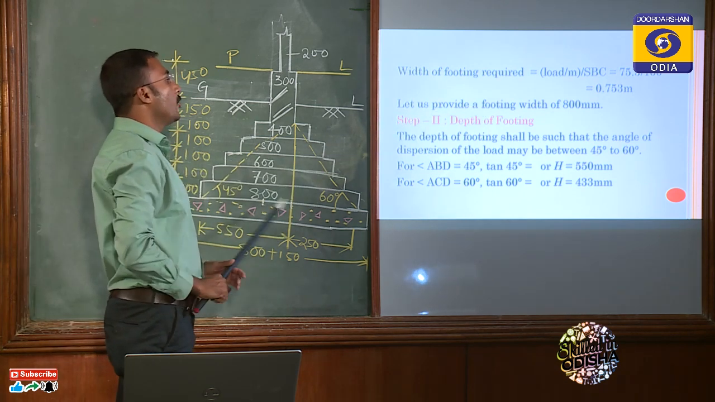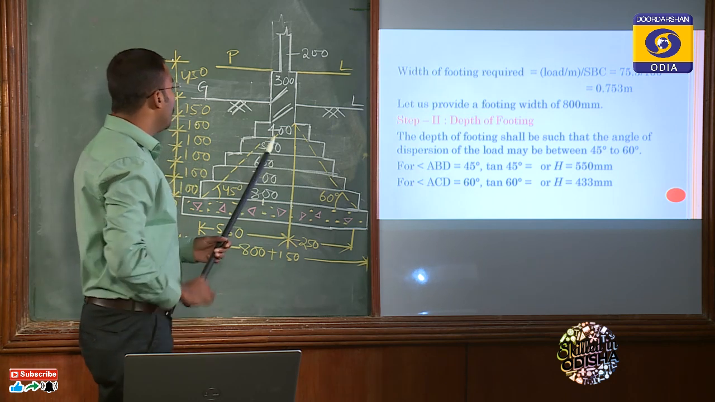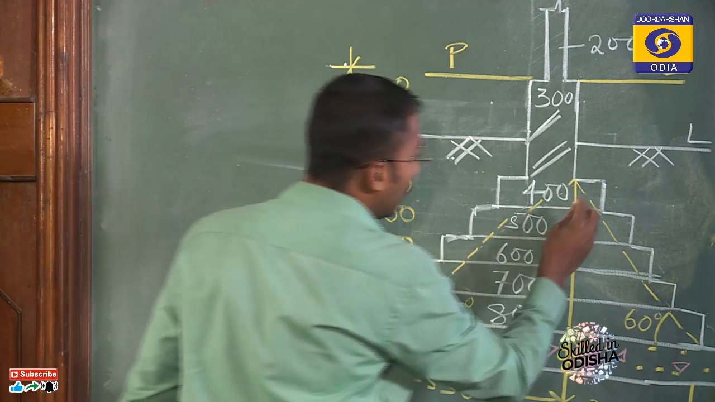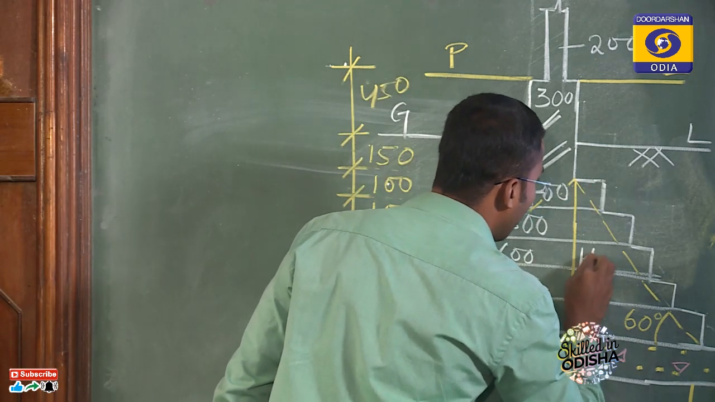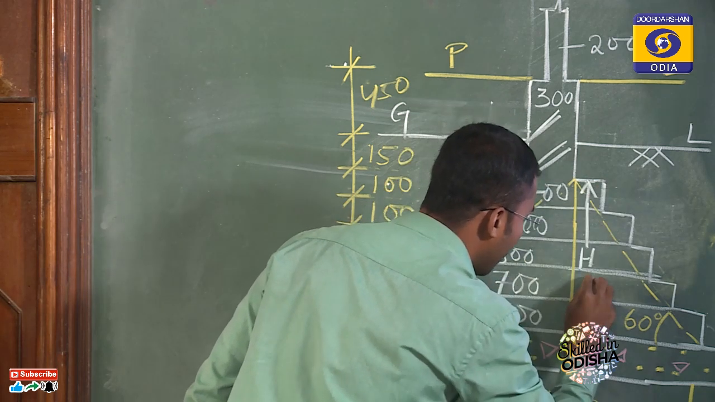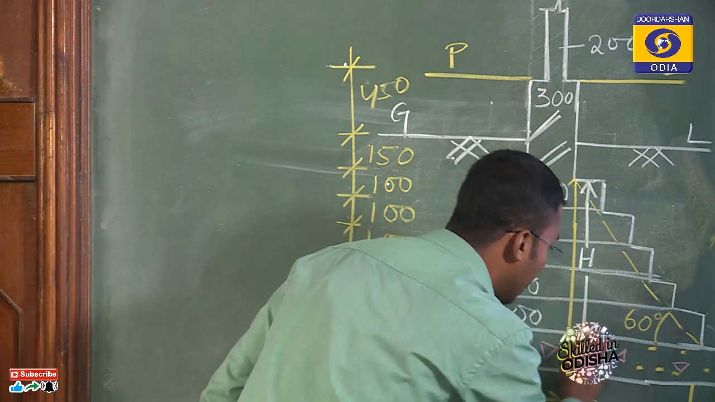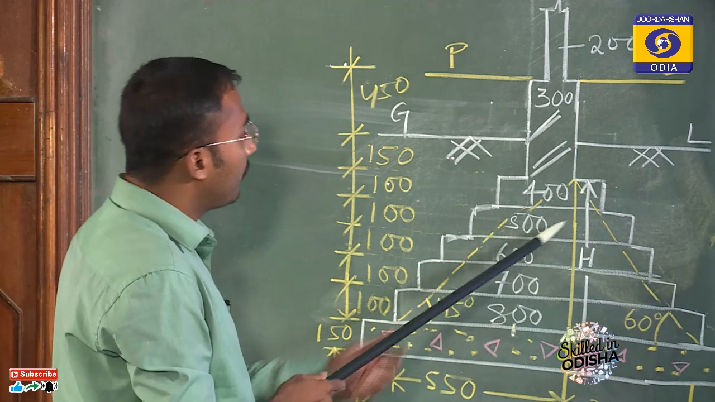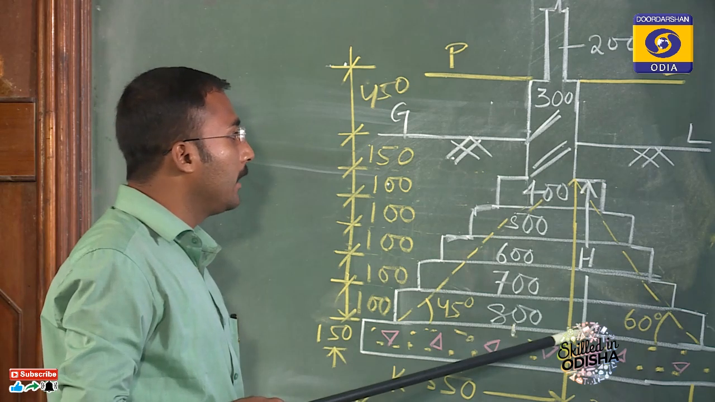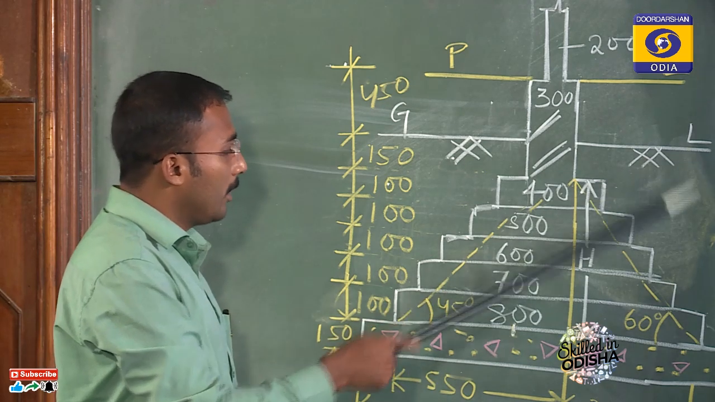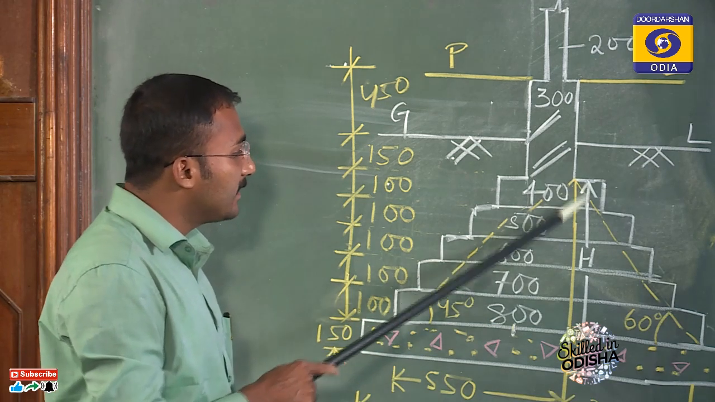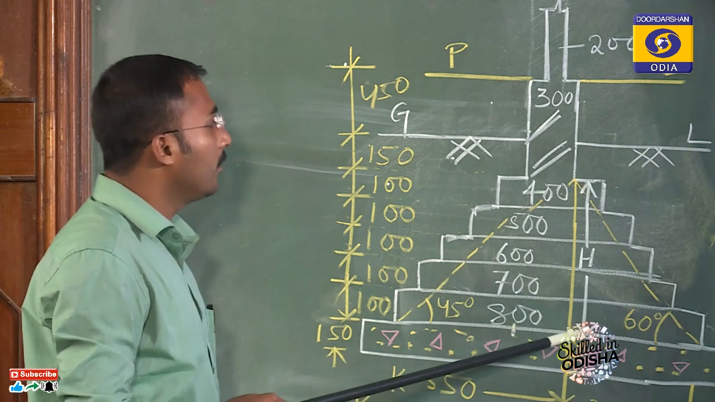So now we need to find out the depth of the footing. So look at this figure. This is the depth of the footing H. This is the depth of the footing H from the first level to the last level. This total depth from the ground level to the lean concrete level is the depth of the foundation, and this H is the depth of the footing.